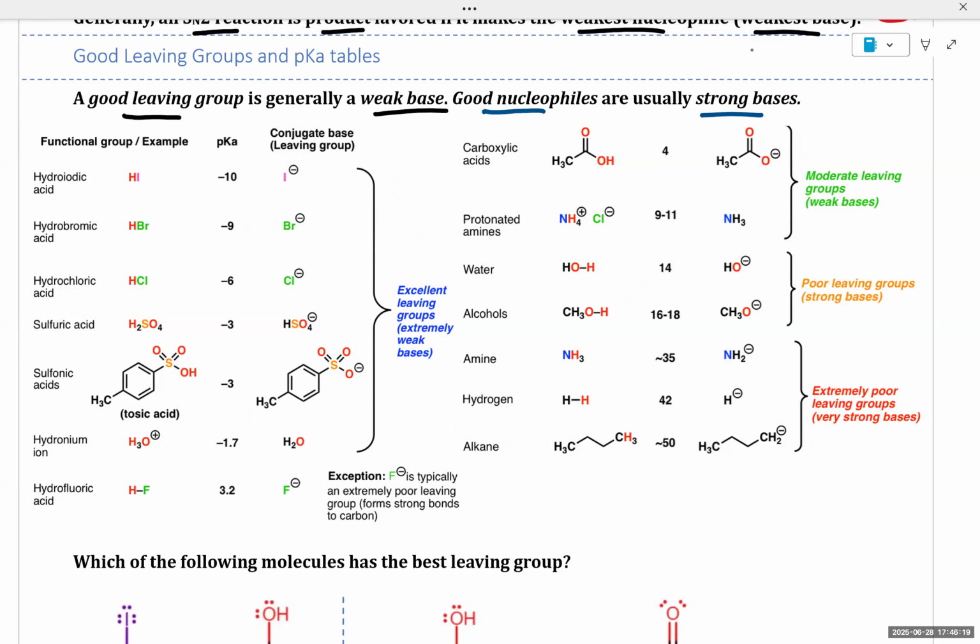When you move on to more basic, more nucleophilic species, hydroxide, alkoxides, and amides are generally pretty bad leaving groups. And you will very rarely ever see hydride and alkyl groups as leaving groups, because this carbon-centered anion is an extremely strong base and an extremely strong nucleophile. So you can use your pKa table to get a sense of whether a group is a good leaving group. Generally, good leaving groups are weak bases, while good nucleophiles are strong bases.